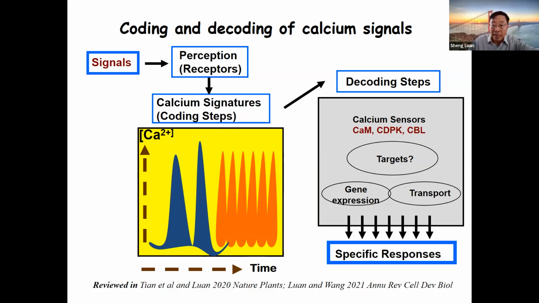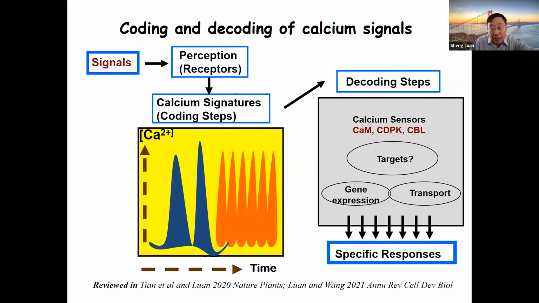And then by binding calcium, they change their conformation. The conformational change leads to interaction with different targets, regulating their activity, and those targets can be enzymes involved in signal transduction, transcription factors that regulate gene expression, transporters, and affecting transport. You name it. There are so many biochemical reactions that can be downstream targets for calcium sensors.